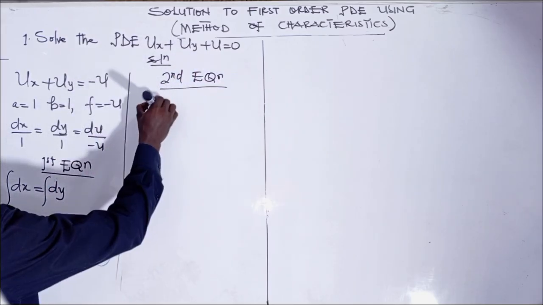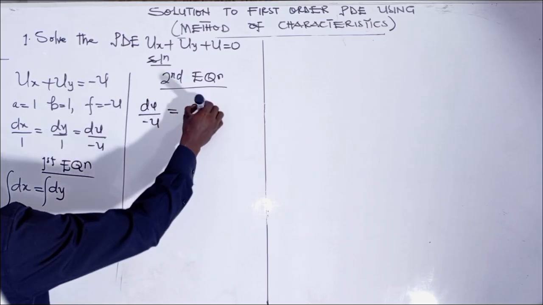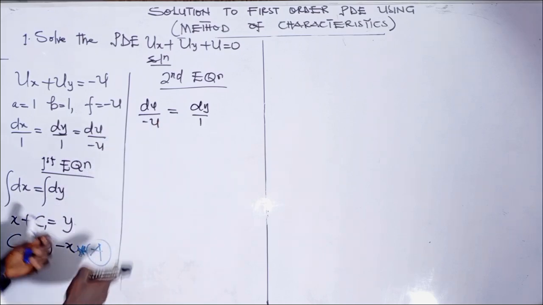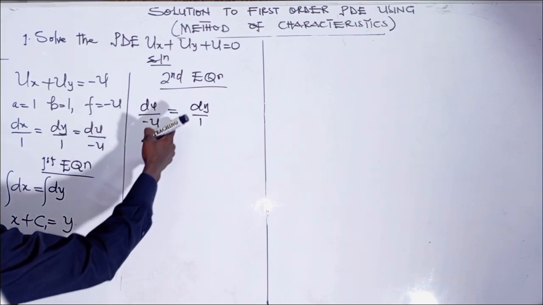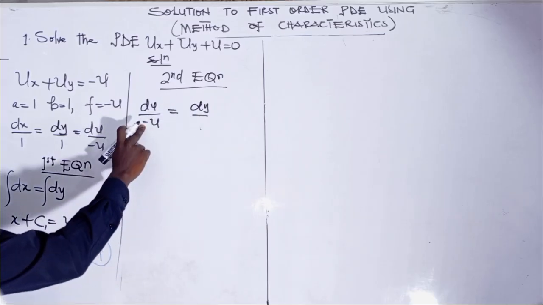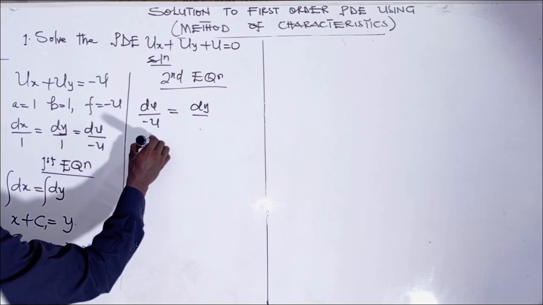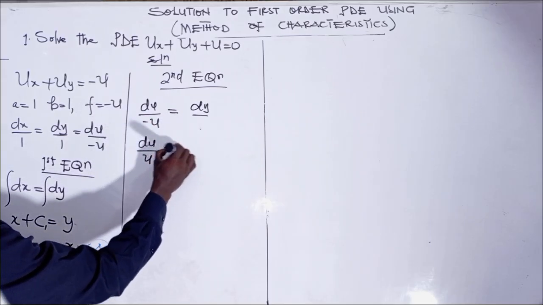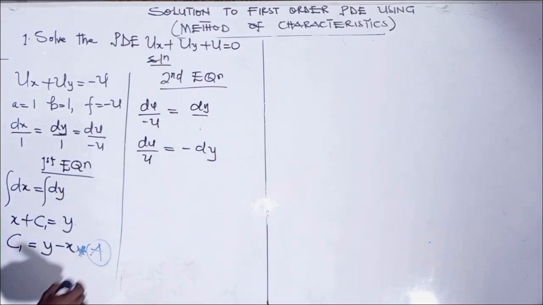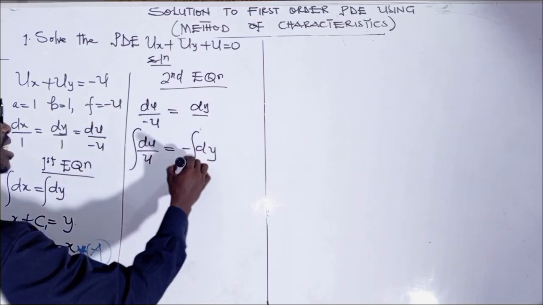So we are pairing du all over minus u is equal to dy all over 1. With this, you can see that we have separated the variables, right? So we have du over minus u is equal to dy over 1, which is the same as dy. Let's eliminate the negative sign by multiplying through by negative 1. So we are going to be left with du all over u is equal to negative dy. From here, we can integrate both sides. So we integrate this with respect to u, and then we integrate this with respect to y.